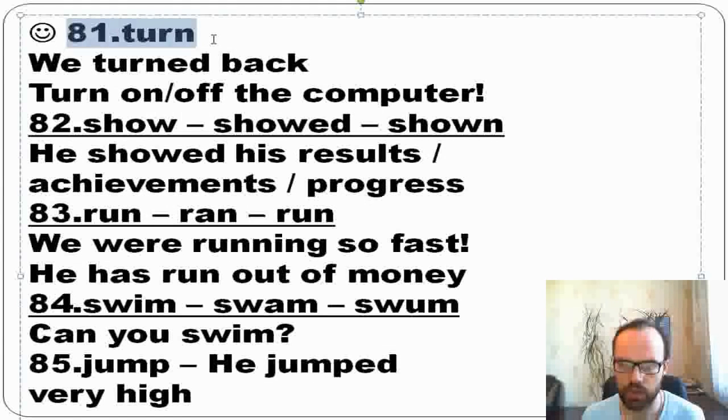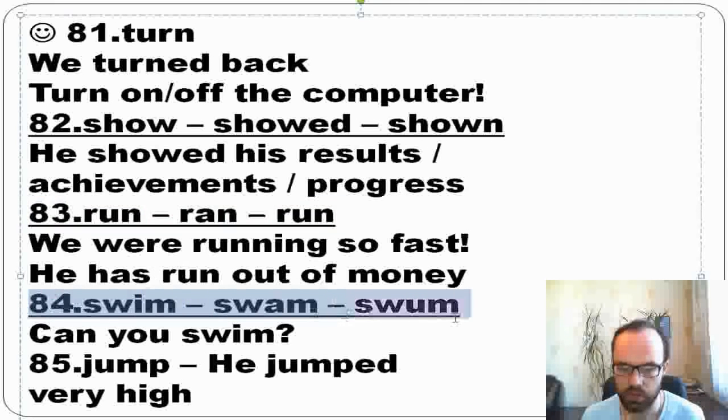Turn. We turn back. Turn on the computer. Turn off the computer. Show, showed, shown. He showed his results. He showed his achievements. He showed his progress. Run, ran, run. We are running so fast. He has run out of money. It means that his money finished.